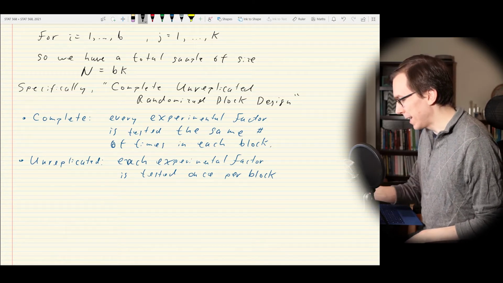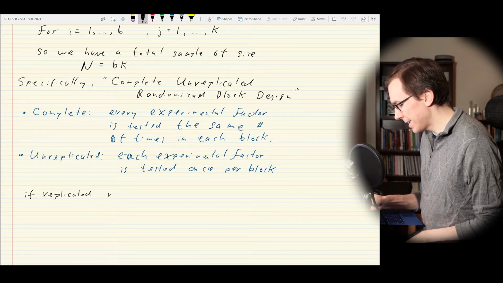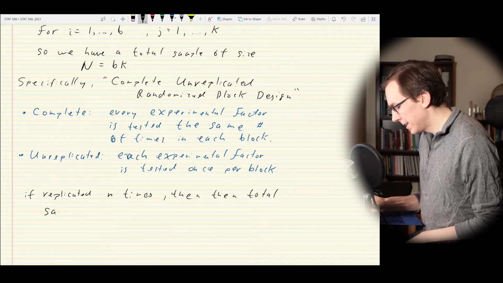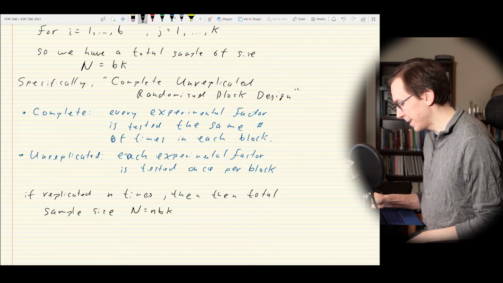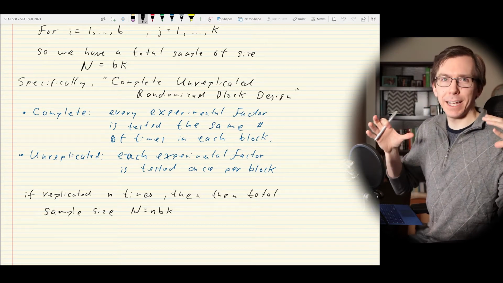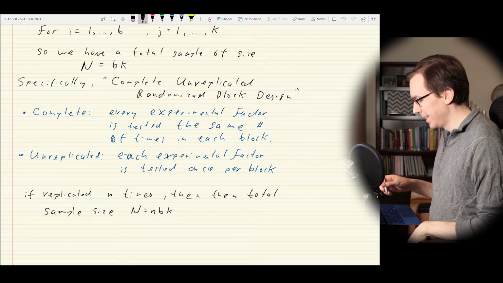Yeah, so I think I pointed that out here in my notes. I said, if replicated, say, n times, then the total sample size becomes capital N, which is going to be n times little b times little k. We would effectively take our complete unreplicated block design and then just do it n times with new subjects.